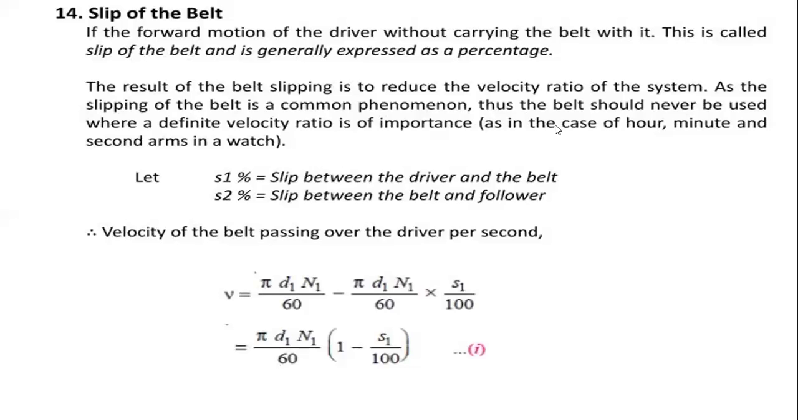Thus the belt should never be used with a relative velocity. So we have to take it as S1 and S2. S1 is the percentage slip between the driver and the belt, and S2 is the percentage slip between the belt and the follower.